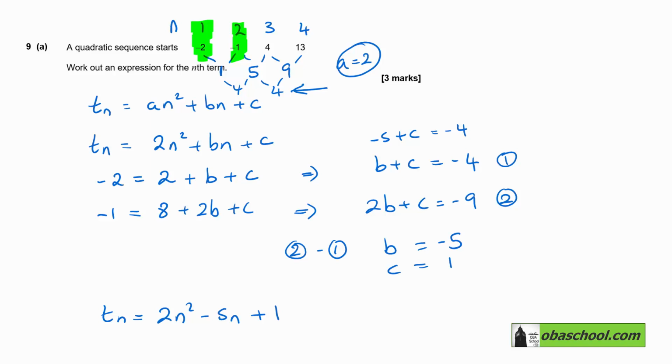Now we could just quickly check that that works with one of the other terms. So let's use this one. So when n is 3, that would be 3 squared is 9 times 2 is 18. Take away 15, add 1, and that would be equal to 4, which is correct. So it appears that this is the correct answer.